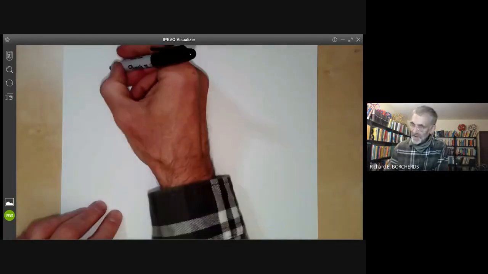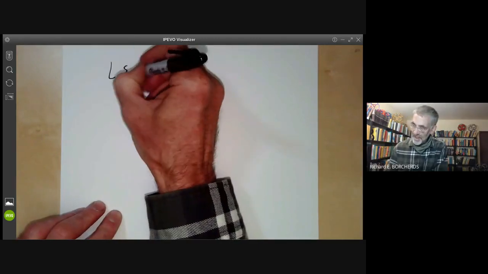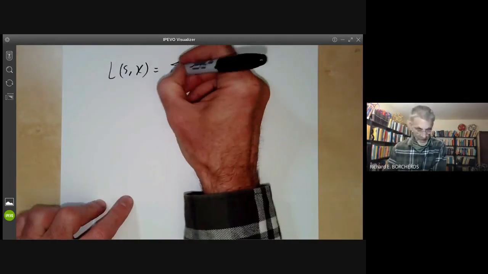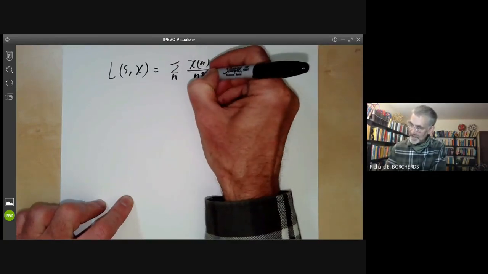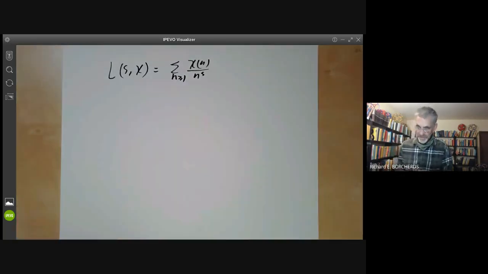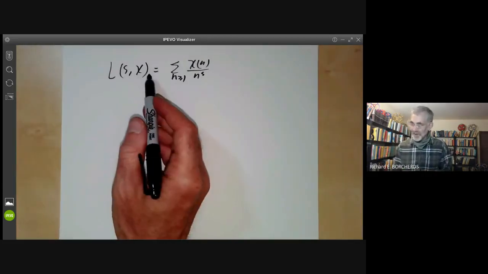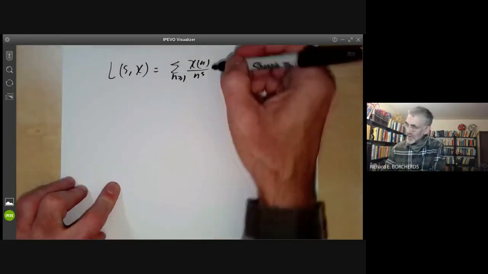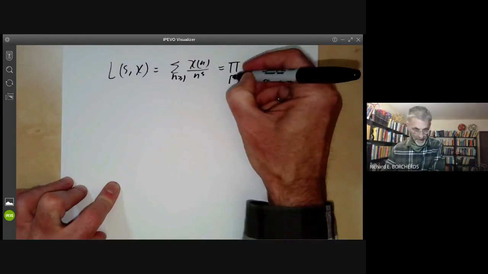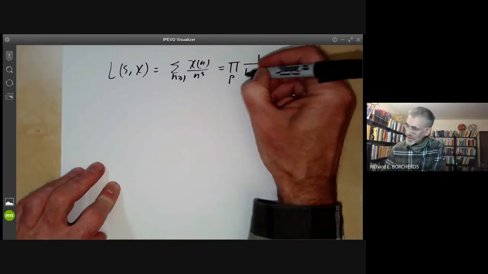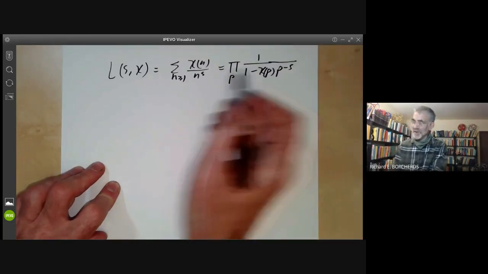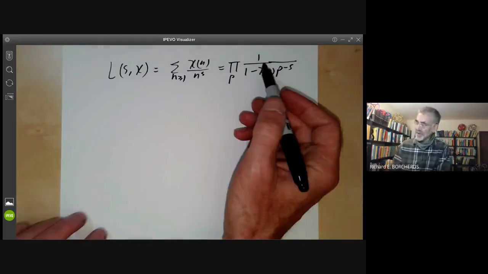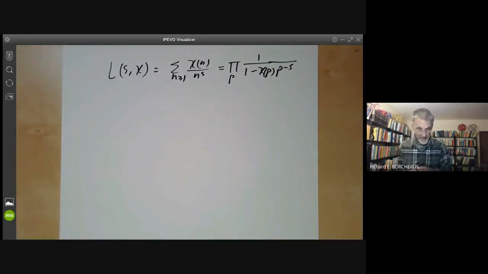So the Dirichlet L series, L(s, chi), in general, is the sum over all n greater than or equal to 1 of chi of n over n to the s. And just as the Riemann zeta function can be written as a product, this can be written as a product. It's a product over all primes of 1 over 1 minus chi of p times p to the minus s. And you can prove this just as you prove it for the Riemann zeta function. You just expand this out as a product of geometric series.